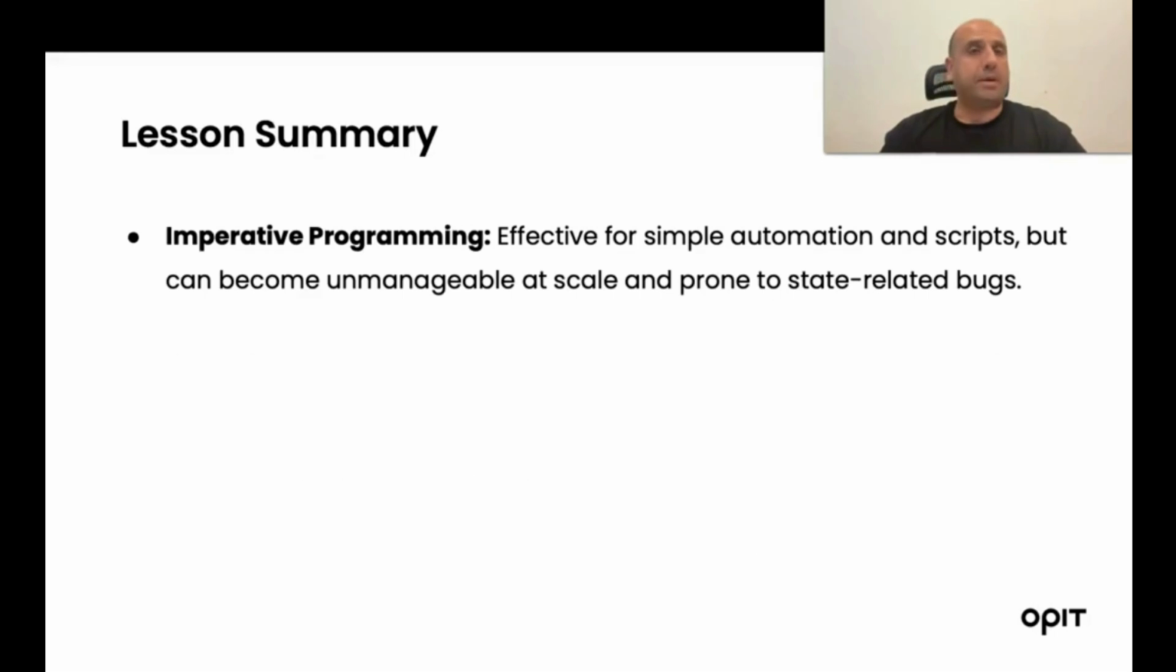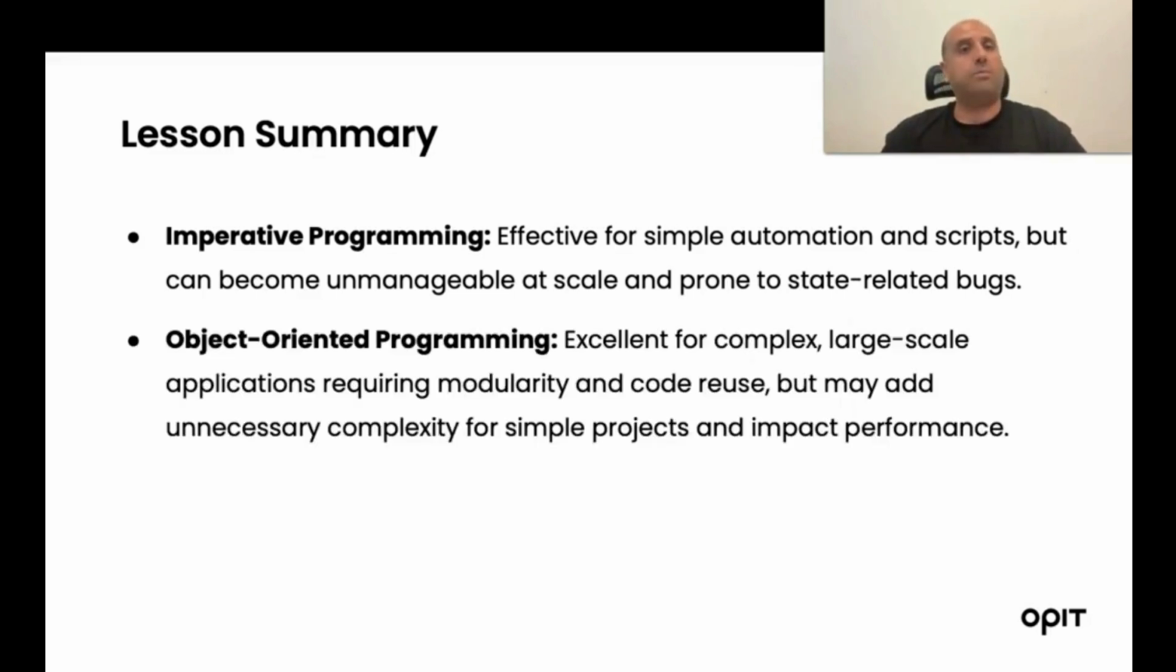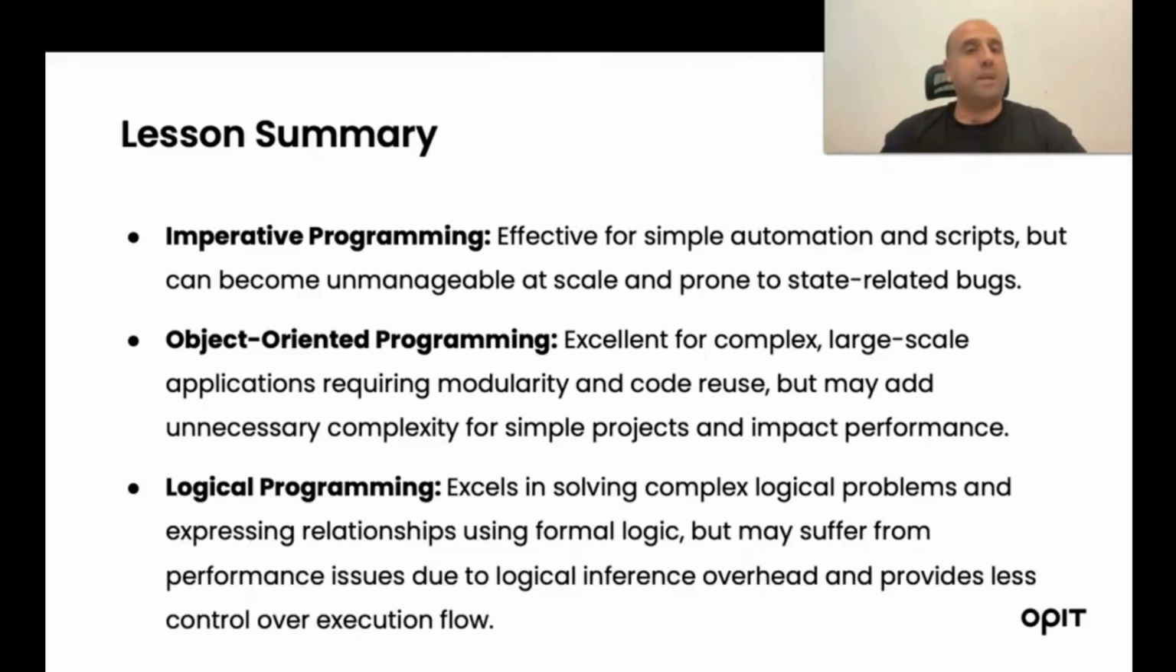Imperative programming is very effective for simple automation and scripts, but can become very difficult at scale and prone to state-related bugs. Object-oriented programming is excellent for complex, large-scale applications where you require modularity and code reuse, but may add unnecessary complexity for very simple projects and impact performance as well. And logical programming excels in solving complex logical problems and expressing relationships using formal logic, but of course may suffer from performance issues due to logical inference and complexities, and also provides less control over execution flow.